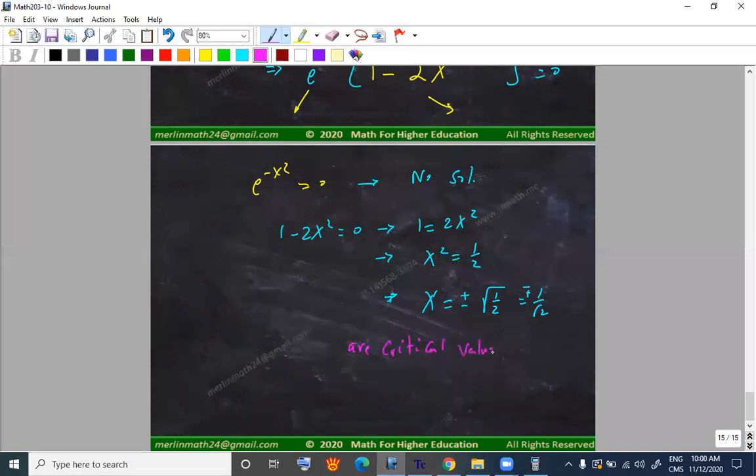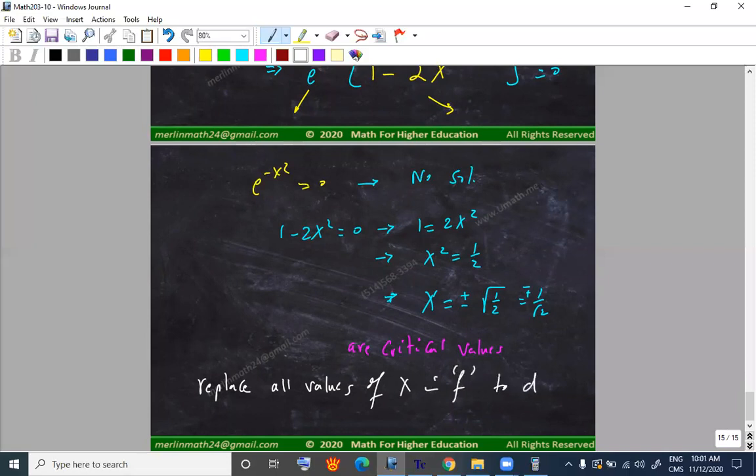Okay, what comes next is I want to replace this in f, and also the endpoints of the interval. So the next step would be to replace all values of x in f, to decide on the absolute maximum and minimum, to decide on the absolute extrema. Do you agree? Absolute extrema.